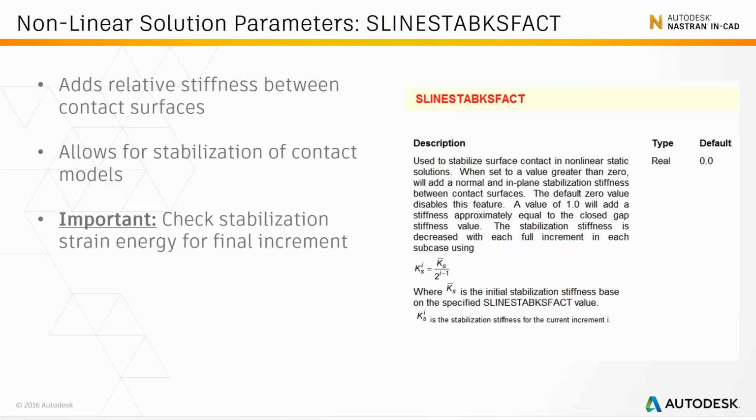The next nonlinear solution parameter is SLINESTAB KSFACT. Unlike the previous examples, which added stabilization using grounded springs, this parameter adds relative stiffness between the contact surfaces, again focused on stabilizing your contact sets. So the initial value, again, should be very small, and each iteration effectively halves the previous value. The one thing to note here is to make sure that you check your stabilization strain energy for the final increment to ensure that it's less than 1%, preferably the smaller the better.